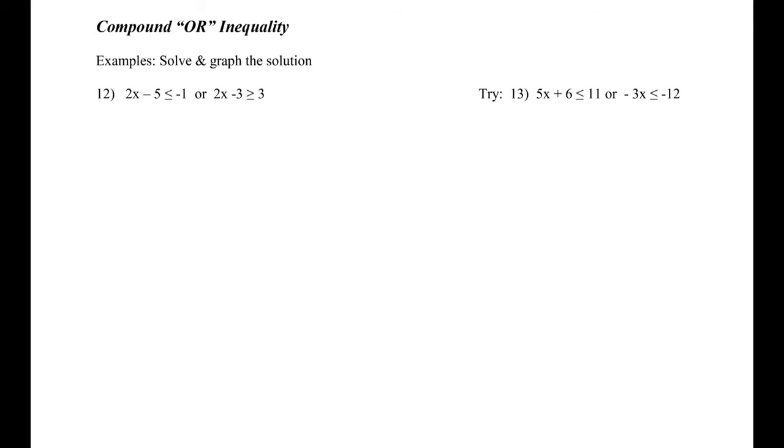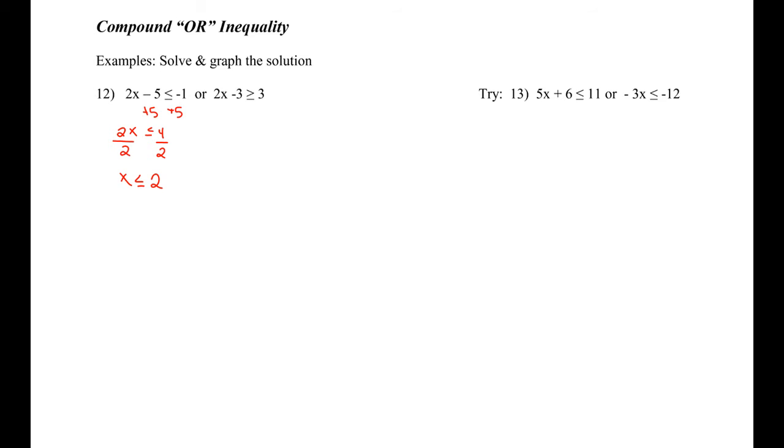Example number 12 is a compound or inequality. For compound or inequalities, you solve each inequality separately and then graph them on the same line. So I'm going to use the first one and solve for x by first adding 5 to both sides, and then dividing by 2. I do not need to flip the sign because I did not divide by a negative number.